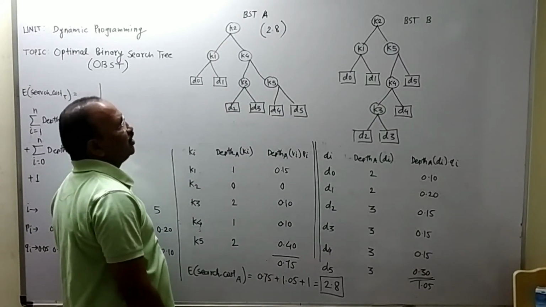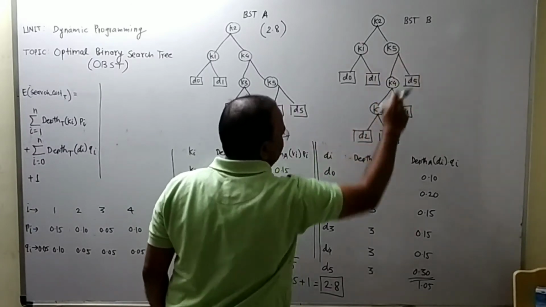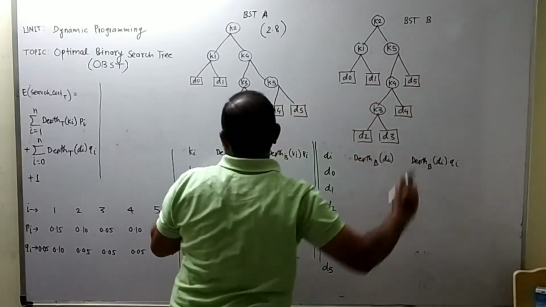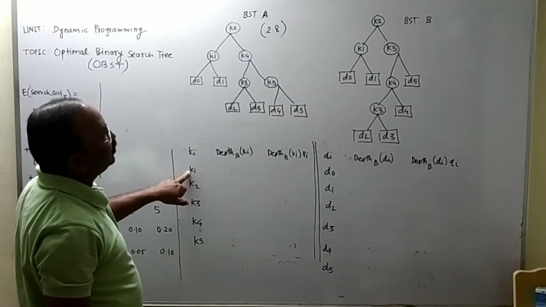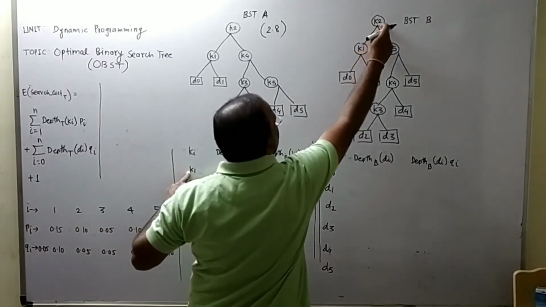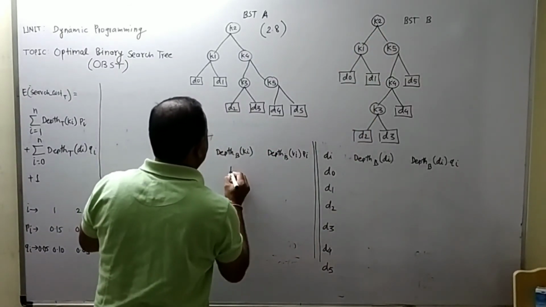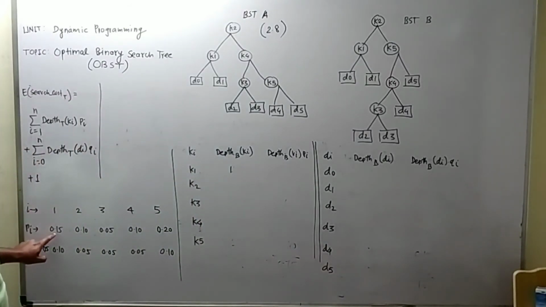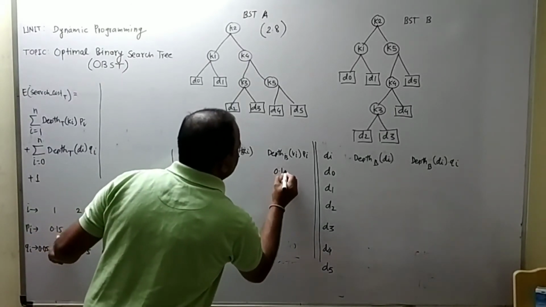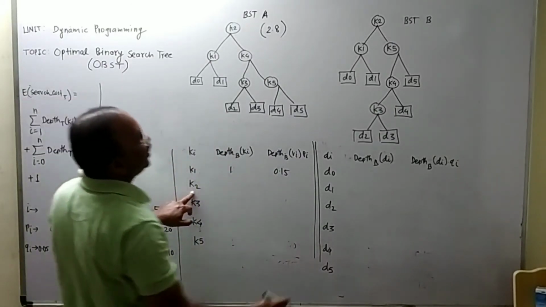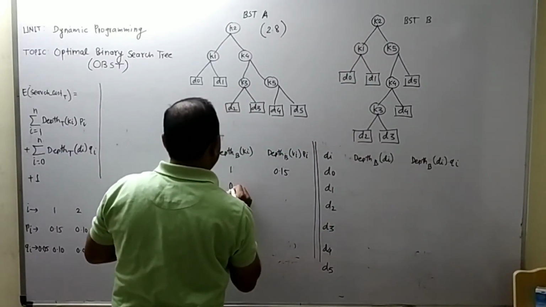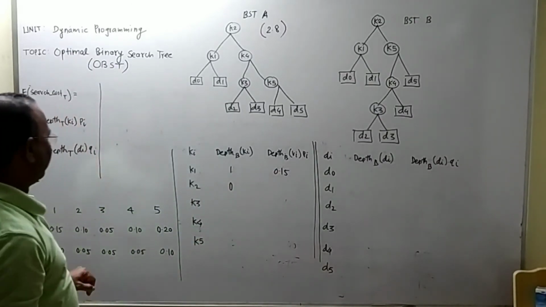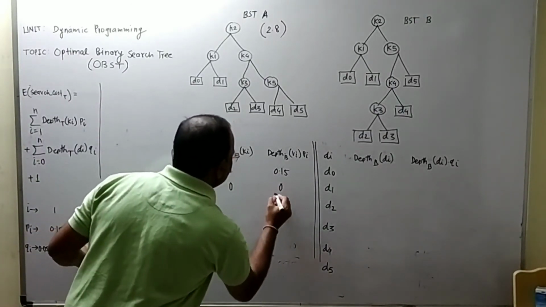Now let us find out the expected searching cost of BST-B. Now consider the binary search tree B. First find out the depth of K1, the depth of K1 is 1, 0, 1. Multiply this with the probability of K1. Probability of K1 is 0.15. Then find out the depth of K2, that is 0, and multiply this 0 with the probability of K2, it gives 0.